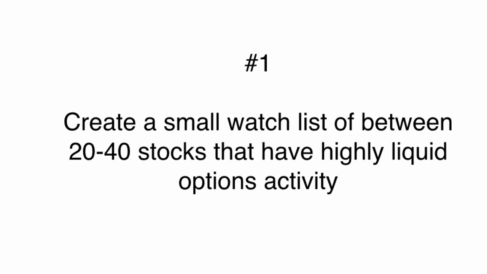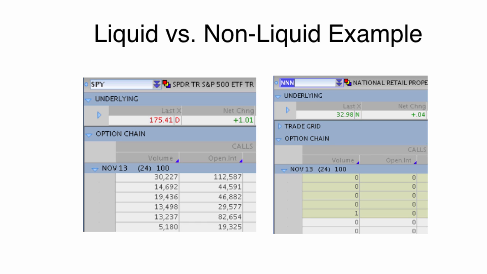Number 1, I need you to create a small watch list of between 20 and 40 stocks that have highly liquid options activity. What does that look like? On the left side, we have SPY. Notice the volume and open interest for the November options, 30,000 and 112,000 contracts, compared to a stock, NNN, which has basically no volume. One contract was traded somewhere in November. That's not a good example of a highly liquid stock with options.